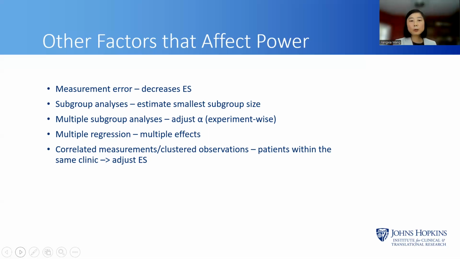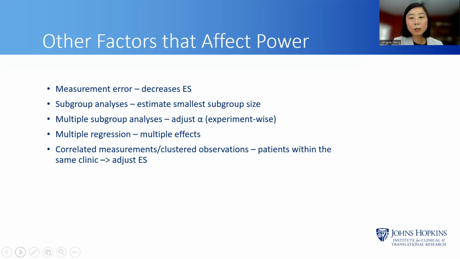And then in multiple regression analysis, if we look at more effects, then we have to do more. That's also similar to the subgroup analysis, because we have to look at each individual effect and then do more testing for each one of them. And then the alpha level should be adjusted accordingly as well.